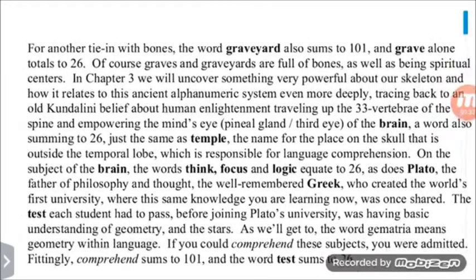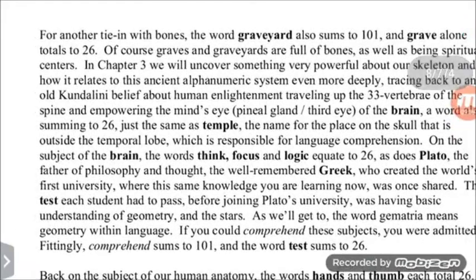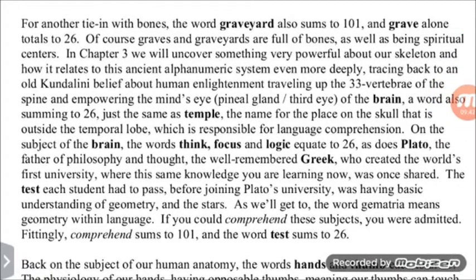For another tie-in with bones, the word graveyard also sums to 101, and grave alone totals 26. Of course, graves and graveyards are full of bones, as well as being spiritual centers. In Chapter 3, we will uncover something very powerful about our skeleton and how it relates to this ancient alphanumeric system, even more deeply, tracing back to an old Kundalini belief about human enlightenment traveling up the 33 vertebrae of the spine and empowering the mind's eye, pineal gland, third eye, of the brain.